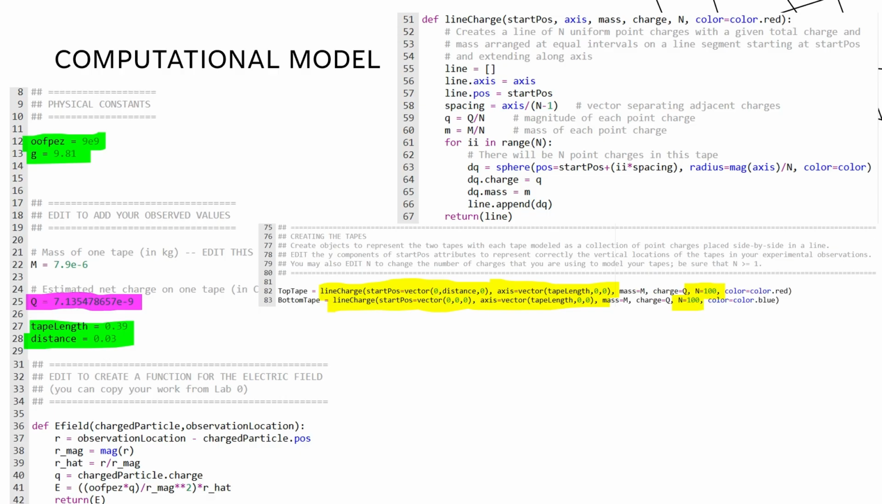So, going over our computational model real quick. We have some constants on the left there: UF, PHYS, G, Q, tape length, distance. Nothing too crazy. The Q was calculated on the previous slide and carried over into our computational model. And then in the bottom left, you can see the formula for the E field.